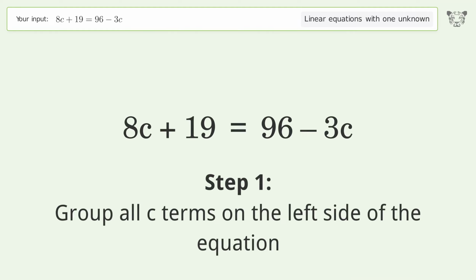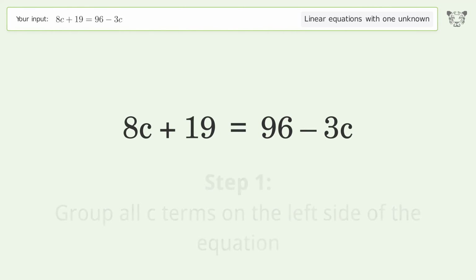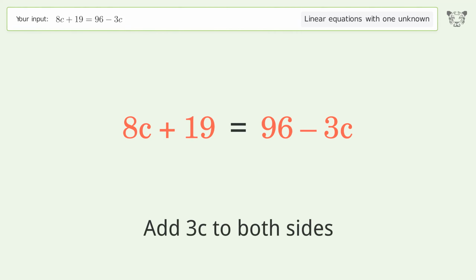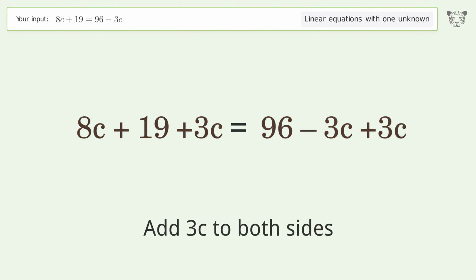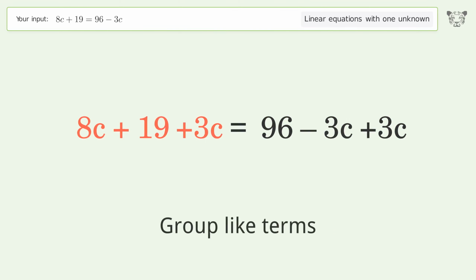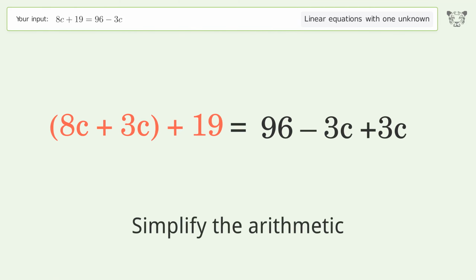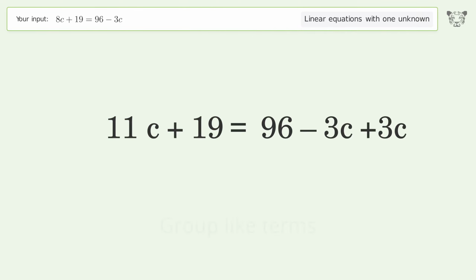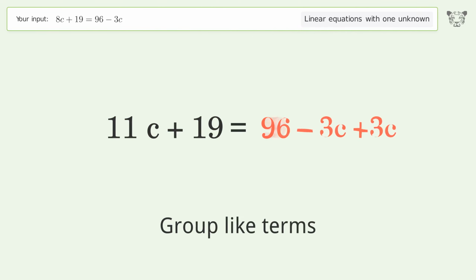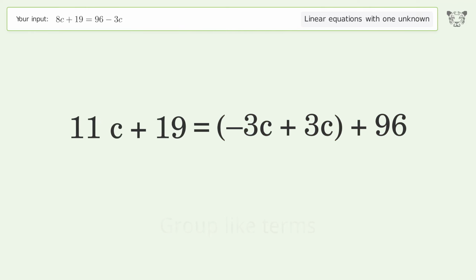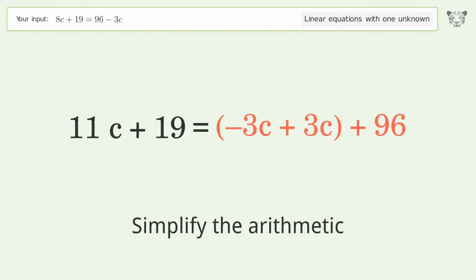Group all c terms on the left side of the equation. Add 3c to both sides. Group like terms. Simplify the arithmetic. Group like terms. Simplify the arithmetic.